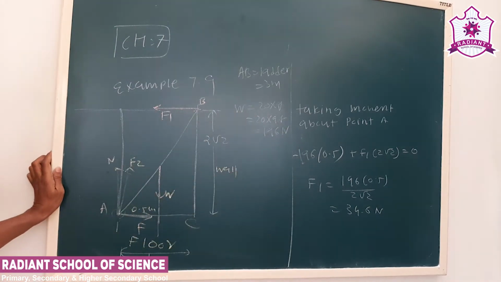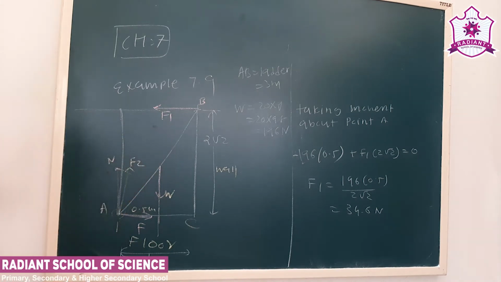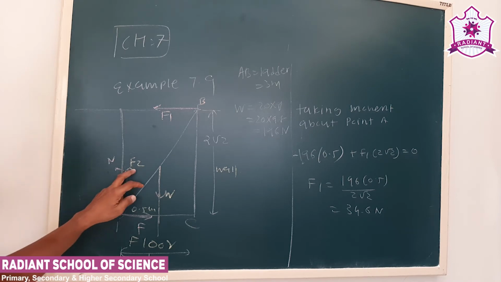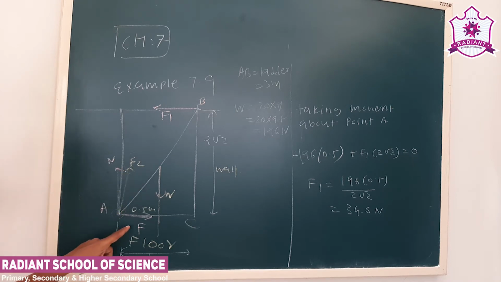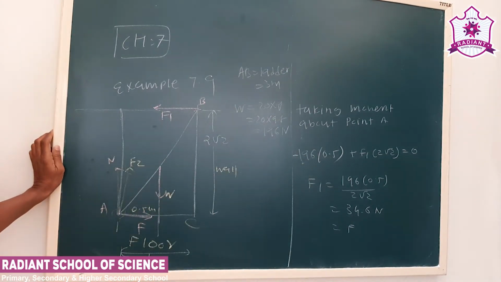Now this F1 is the reaction of the wall. The reaction of the floor, that is F2, is made up of two things, the square root of F square plus N square. What we have seen here is that F and F1 are equal, and we have already obtained F1.